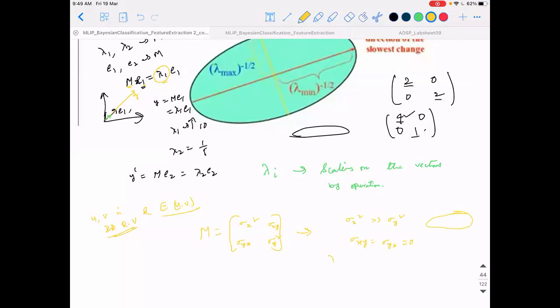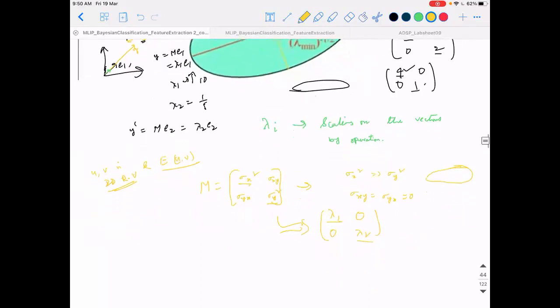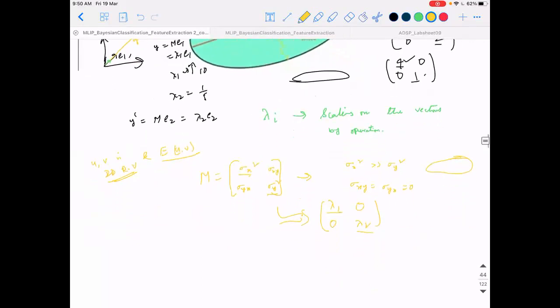Okay, so this is the case where lambda 1, 0, 0, lambda 2. This diagonalized version can be in this form, for example. I'm just trying to relate the sigma X and sigma Y variation in X and Y directions with lambda 1 and lambda 2. This is under simplifications, but even without these assumptions, this is valid, except that there will be some changes.